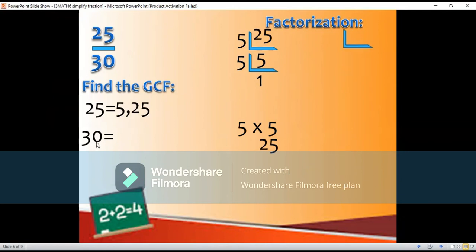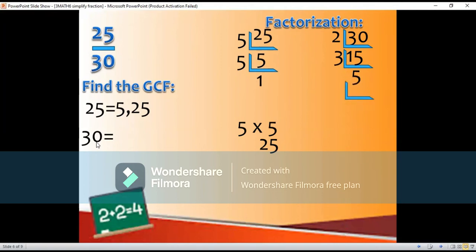Now, let's divide 30. So let us think about the smallest prime number, 2. So let us begin with 2. Pwede siya. So 30 divided by 2 equals 15. So 15, let us think about a prime number. 2 can be divided by 15? No. 3 can be divided by 15, yes. So we will use 3 as a divisor. 15 divided by 3 is 5.